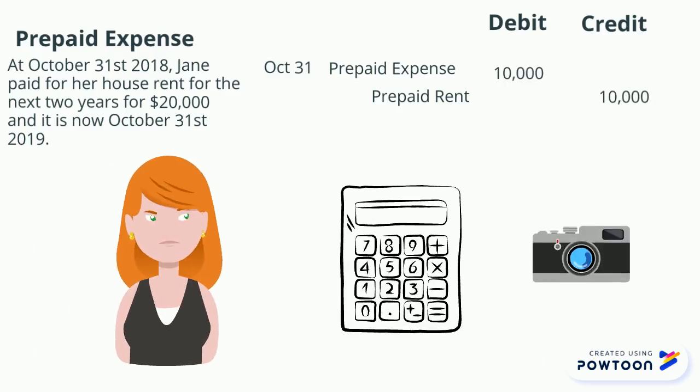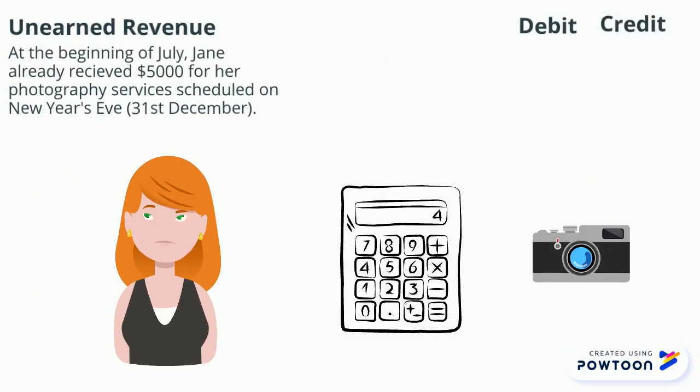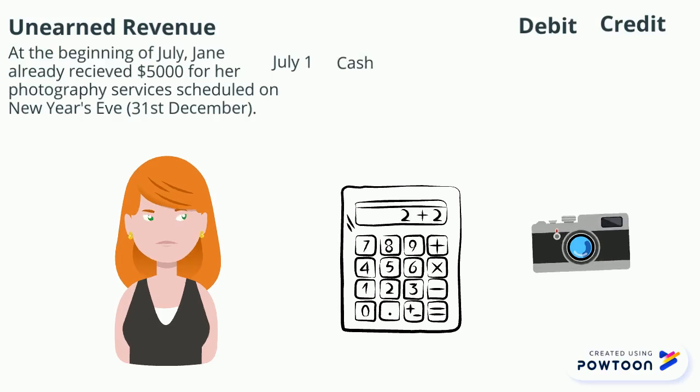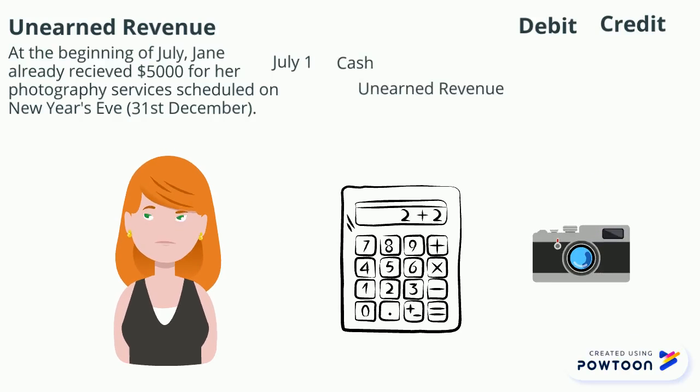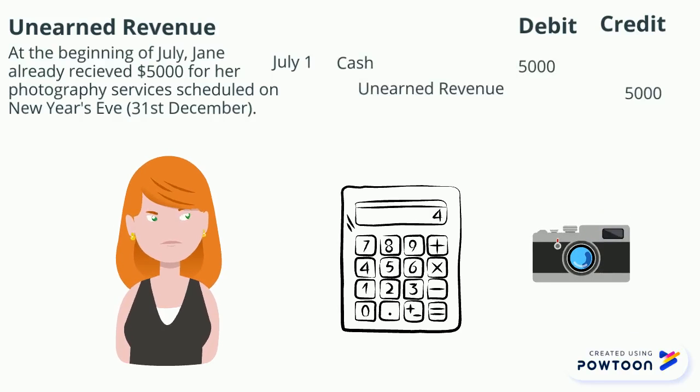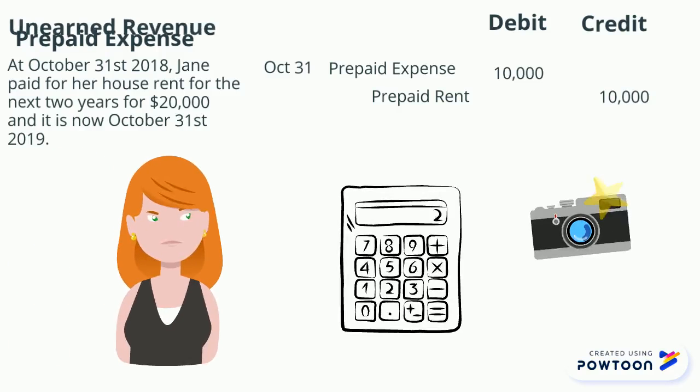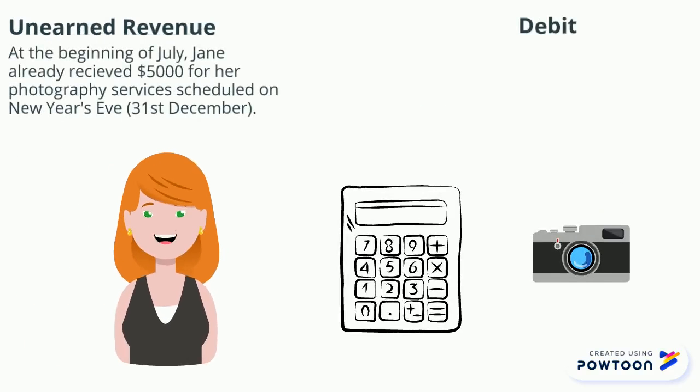Let's look at an example of unearned revenue. At the beginning of July, Jane already received $5,000 for photography services scheduled on New Year's Eve, which is 31st December. On her journal entry, she records for July 1st. In this case, Jane would debit cash and credit unearned revenue.